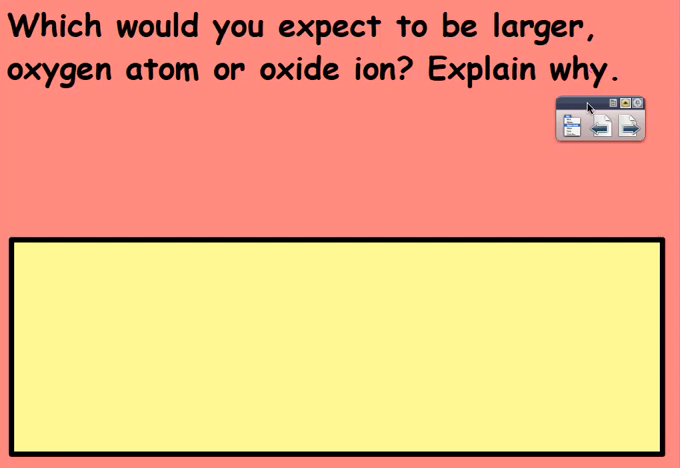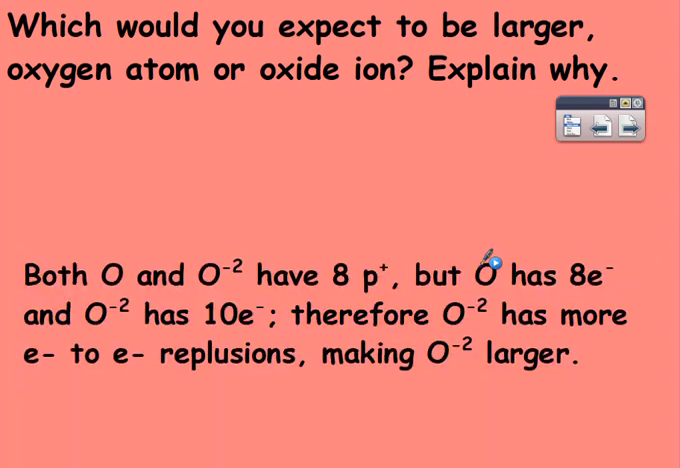And last one of these, go ahead and pause the video and try this one. Restart when you have your answer. So you should be a pro now. You should have said they both have 8 protons. But oxygen has 8 electrons and O-2 has 10 electrons. Therefore, O-2 has more electron-electron repulsions, making O-2 larger.